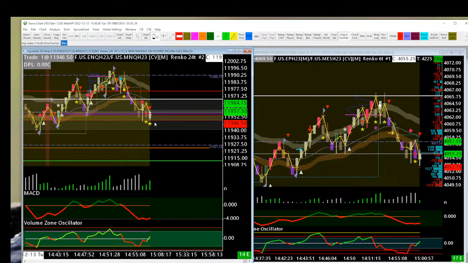Oh, wow. No follow through. It shouldn't have been that hard. They're running into the purple level again. It really should not have been that hard to extend this. So yeah, they're getting absorbed. Look at that.